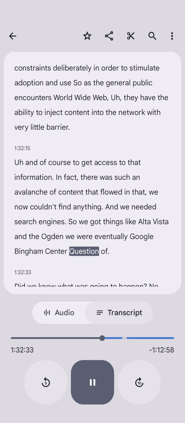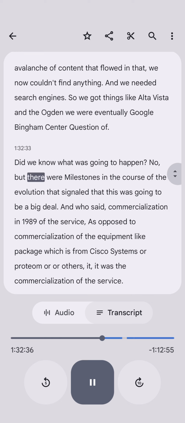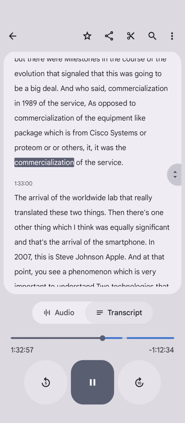So this question of did we know what was going to happen? No. But there were milestones in the course of the evolution that signaled that this was going to be a big deal. And it was the commercialization in 1989 of the service as opposed to commercialization of the equipment like packet switches from Cisco Systems or Proteon or others. It was the commercialization of the service and the arrival of the World Wide Web that really conflated these two things. Then there's one other thing which I think was equally significant, and that's the arrival of the smartphone in 2007.